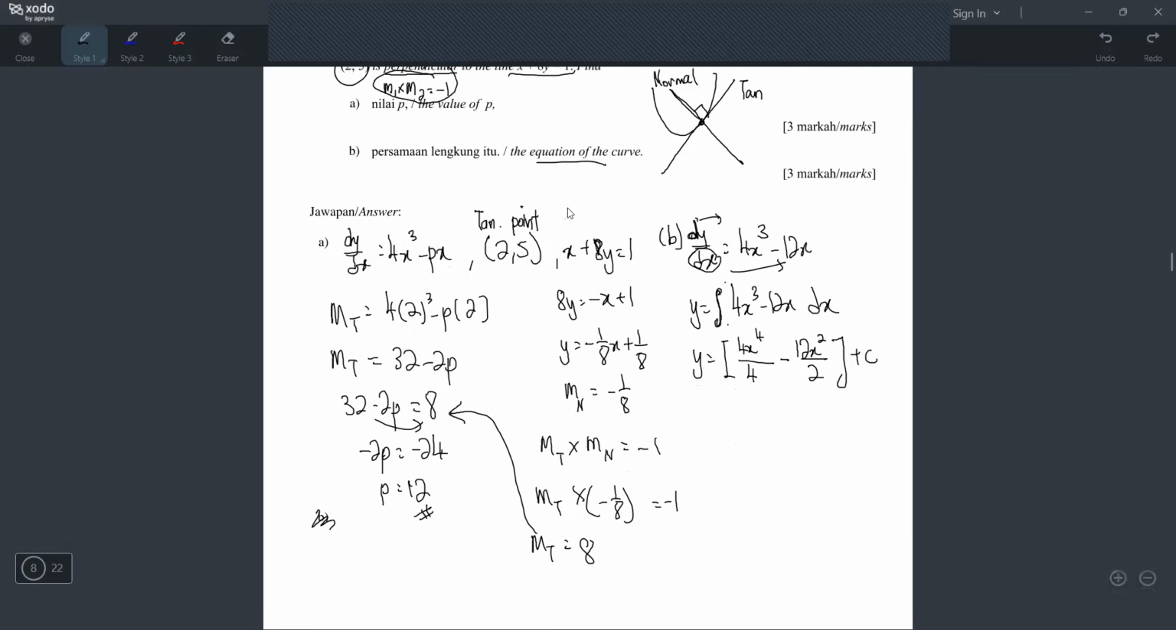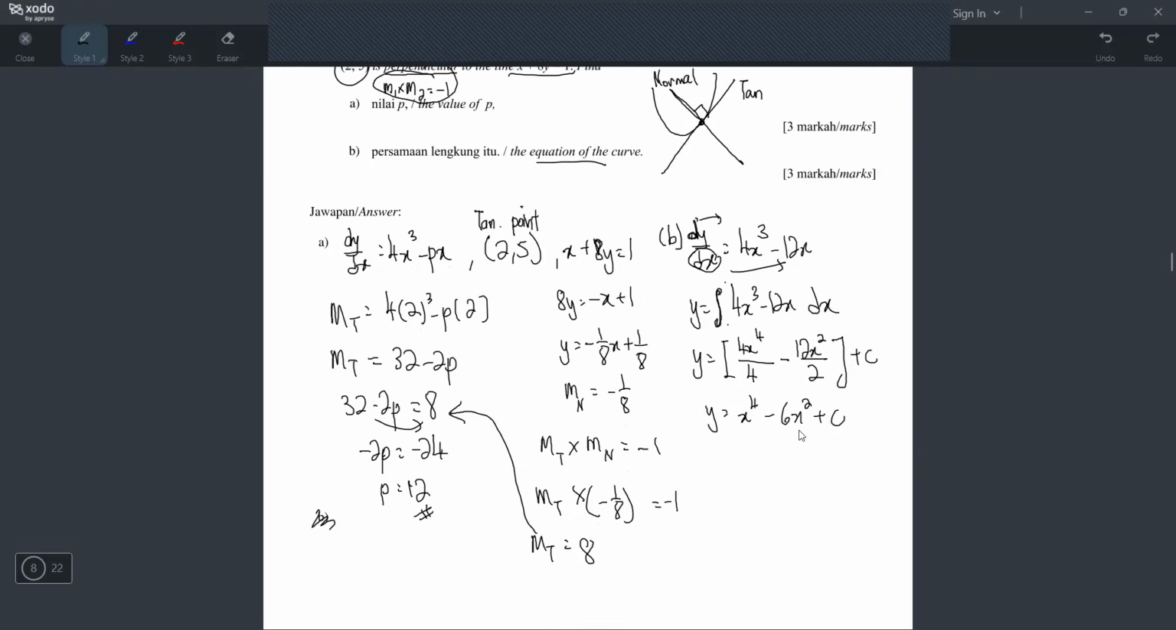Now, you can simplify. 4 and 4 can cut, left with x power 4 minus 12 divided 2 is 6x squared plus c. But please don't stop your answer here. If you want to find equation, your equation should be y in terms of x only. You have to find out the c. You cannot stop here. But how to find the c?